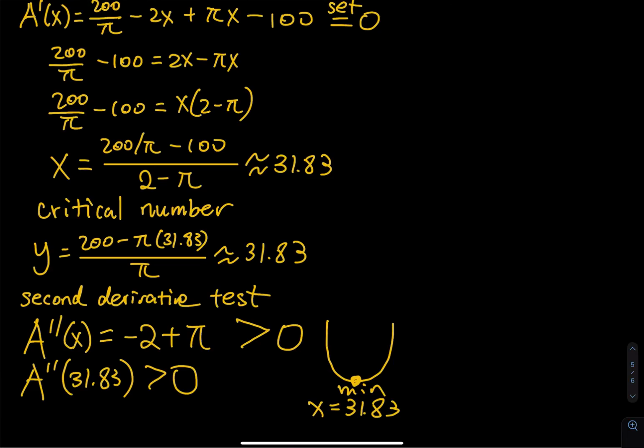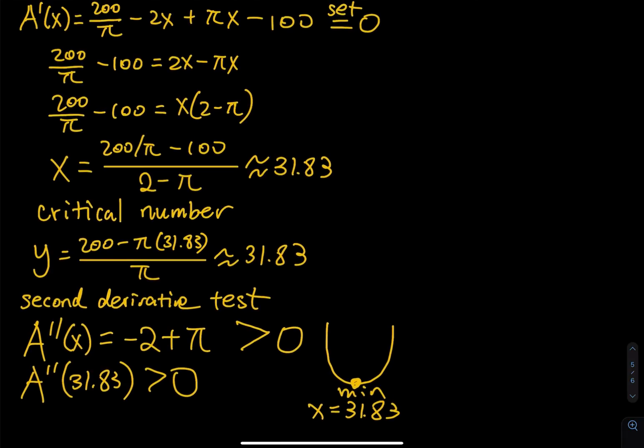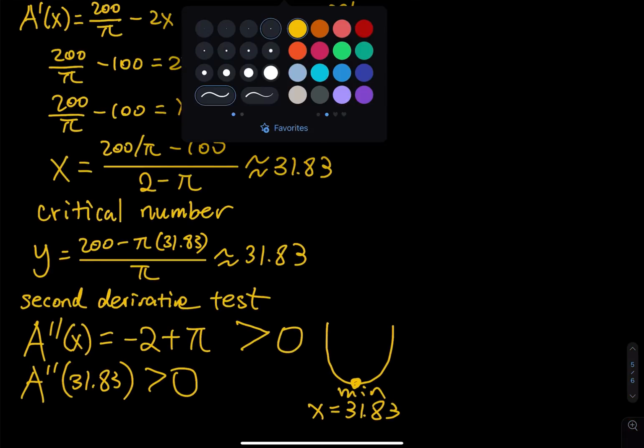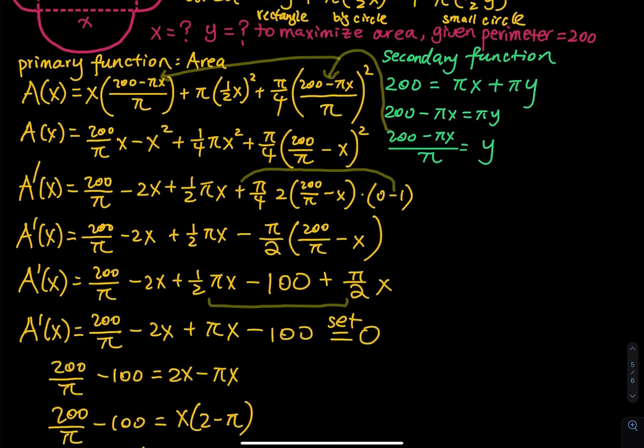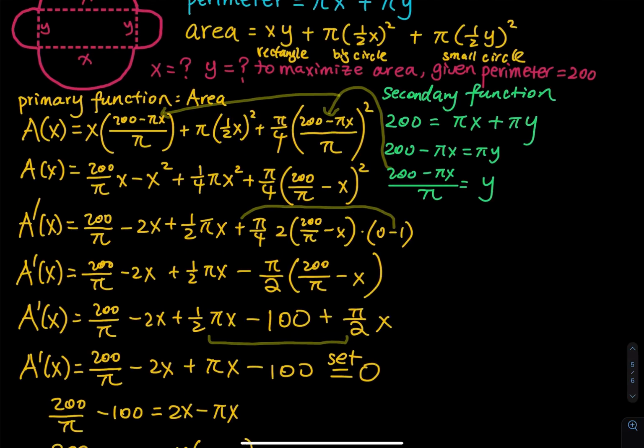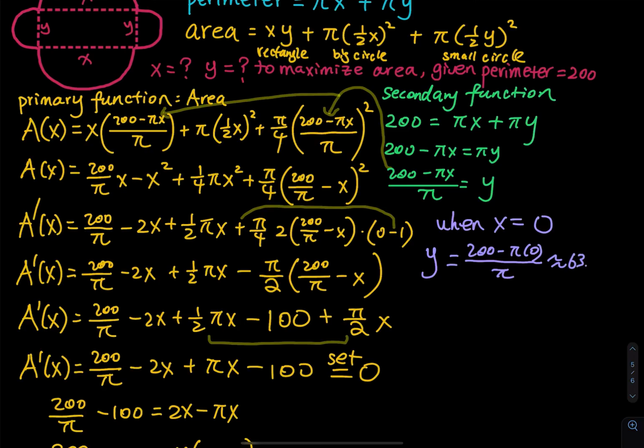Okay, so now we need this, so don't erase that. Let's take care of the 2n. First I'm going to change to a different color, and then move back up, and take care of the 2n right here. This one is about measurement, right? So the smallest possible x is x equals 0. When x equals 0, y equals (200 minus pi times 0) divided by pi. So y equals 200 over pi, which is approximately 63.66.